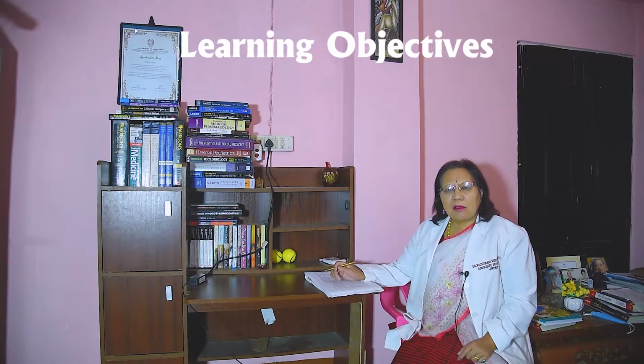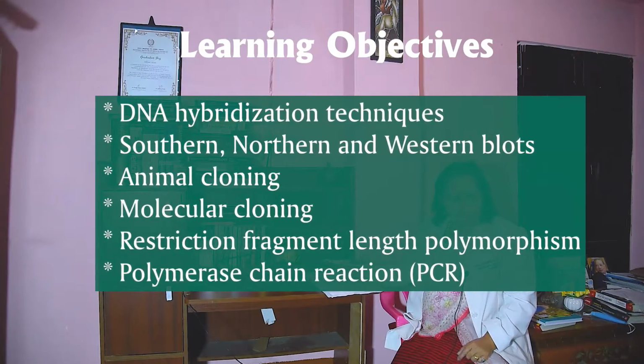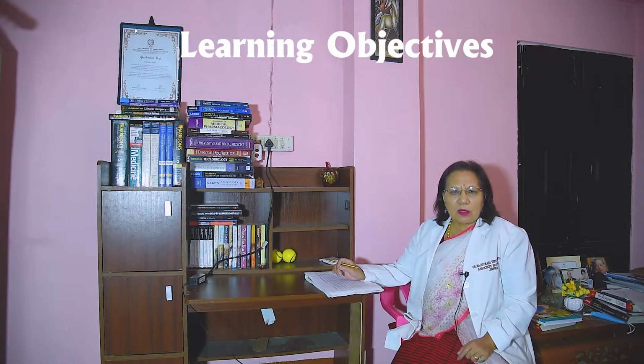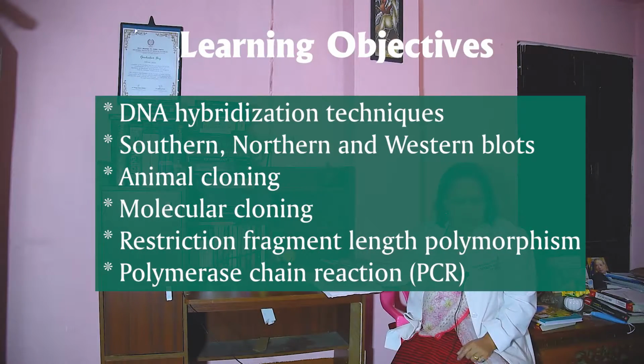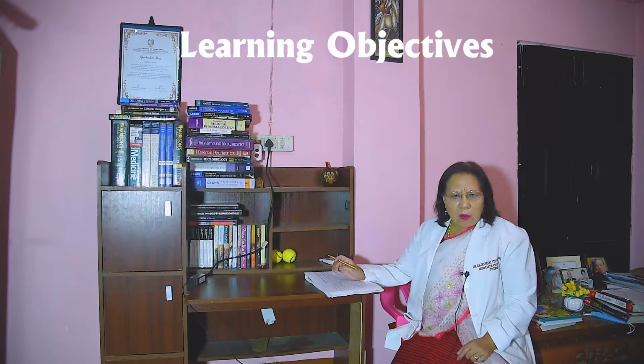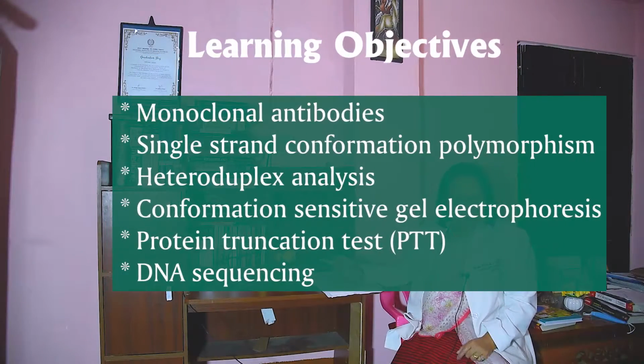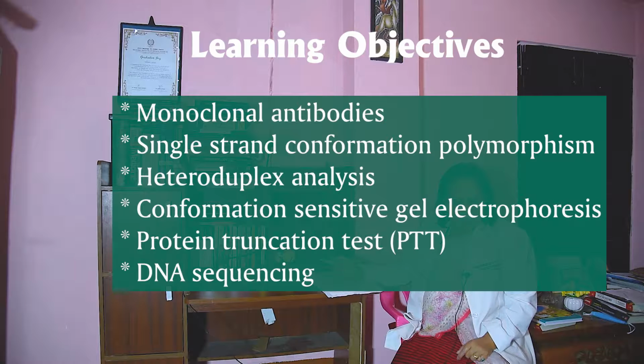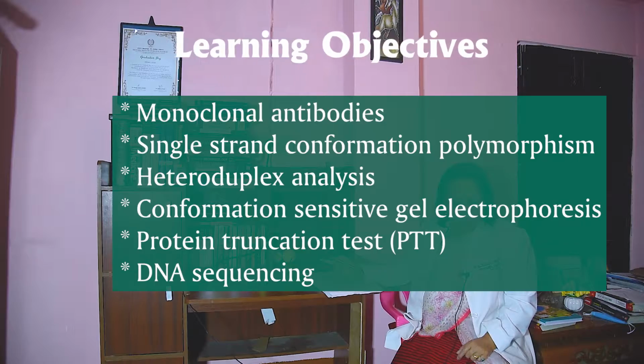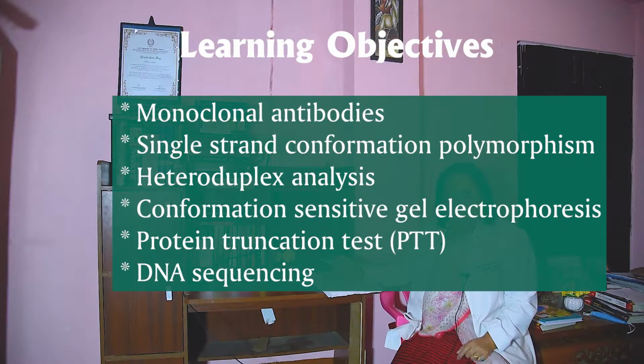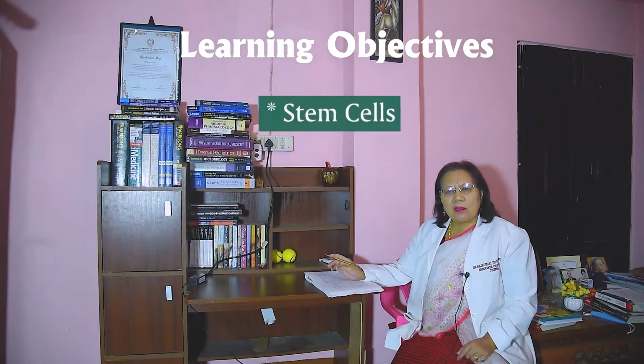At the end of this session, everyone should be able to understand what the DNA hybridization technique is, and what Southern, Northern, and Western blots are. Then animal cloning, molecular cloning, restriction fragment length polymorphism, polymerase chain reaction, monoclonal antibodies, single strand conformation polymorphism, heteroduplex analysis, conformation sensitive gel electrophoresis, protein truncation test, DNA sequencing, and also a discussion on stem cells.